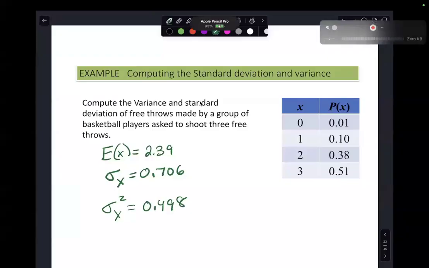Okay. So my expected value was 2.39. We already had that. Standard deviation 0.706. And my variance is 0.498. So I just put a squared on my standard deviation. So we just do sigma sub x. That tells us that this is the standard deviation of the random variable.